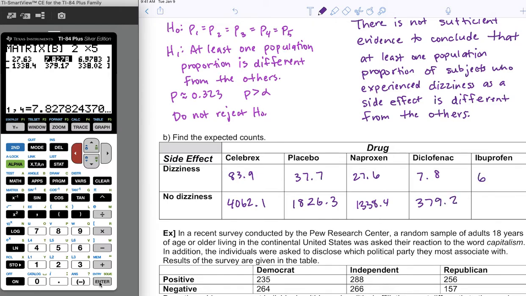Okay, ibuprofen. We'll round that up actually. Round that up to 7.